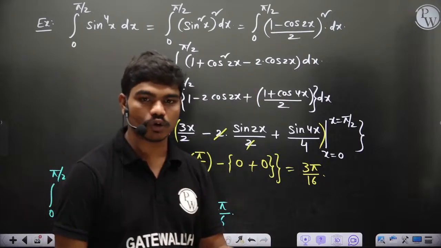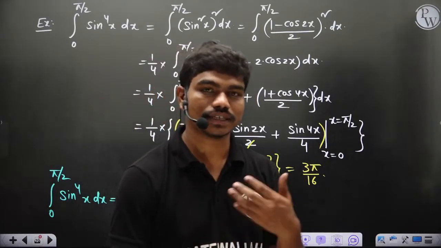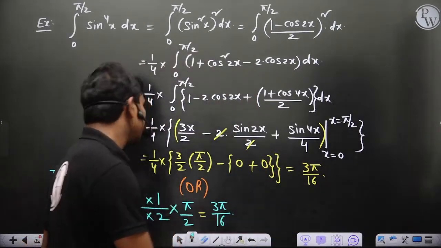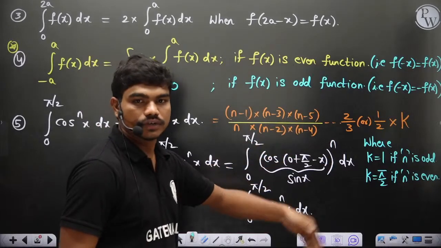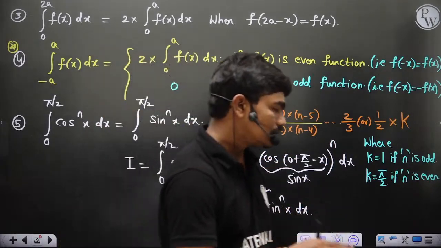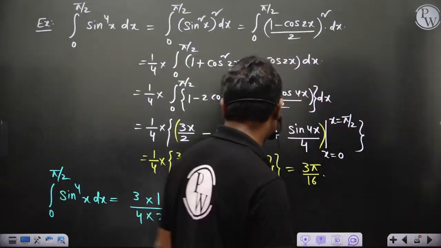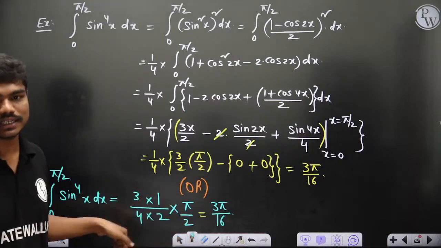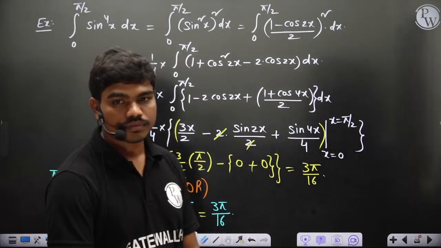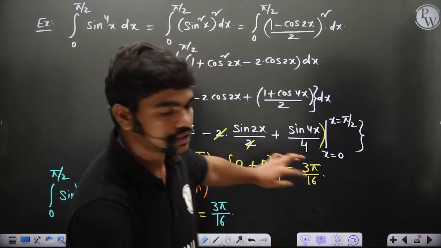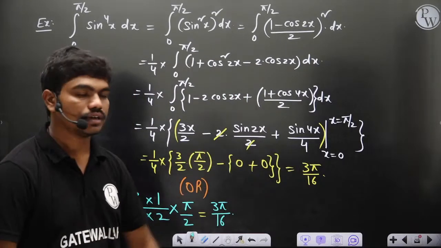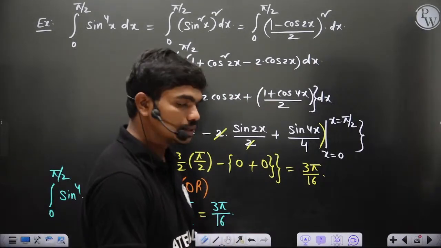No need to even go for beta function. Of course, beta function is the basis of how you get this formula. We'll see what beta function is in tomorrow's class, and the properties of beta function. But in general, if you know this property, the answer is 3 pi by 16 in a single line. Sorry, this is 16 because 4 into 4 is 16. So 3 pi by 16 is what you get.